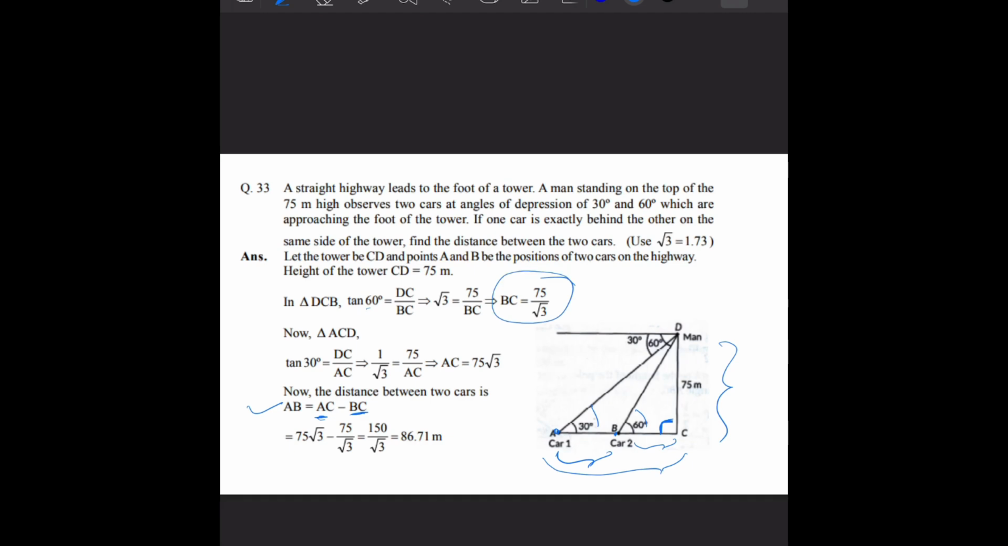Let's find out AC now. In the bigger triangle, what is the bigger triangle? ACD. This is ACD, right? In triangle ACD, tan 30 will be opposite upon adjacent. What is opposite? DC is opposite and adjacent is AC. We know DC, what is that? 75 meter. That's why AC will be 75 root 3. Put these values here, you'll get an answer. You need to put the value of root 3 here. Then after that calculation, you'll get 86.71 meter.